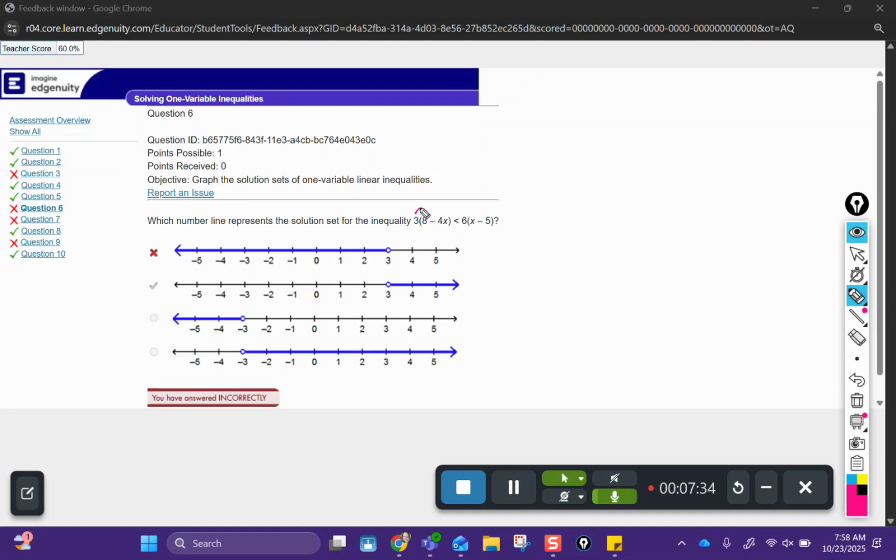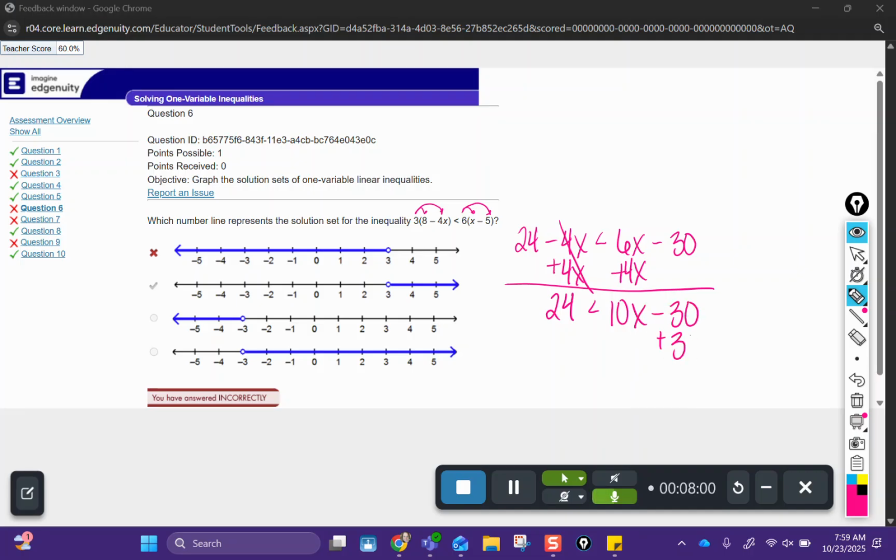We need to distribute twice. So both sides we have to distribute. 3 times 8, we get 24 minus 4x is less than 6x minus 30. I'm going to add 4x to both sides. We get 24 is less than 10x minus 30. We're going to add 30 to both sides. Oh, goodness, look at me not distributing correctly. Hang on. Thinking this isn't going to give me a good answer. Got to go all the way back to here.